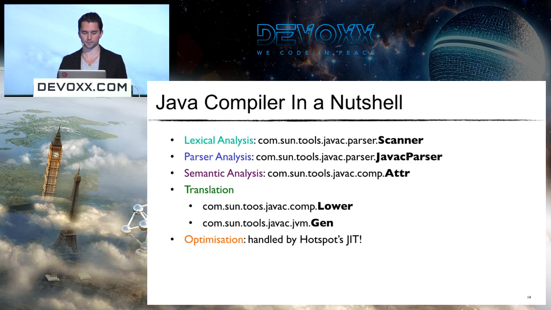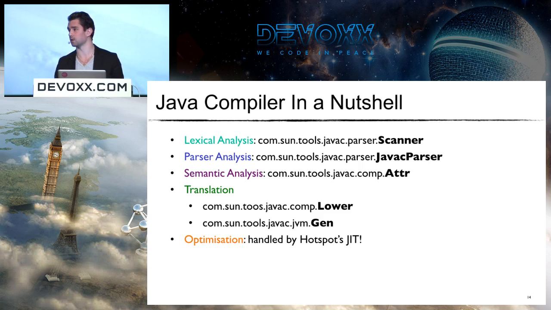So, I've talked about all those different phases. How does that relate to the Java compiler? The lexical analysis is available in this class called Scanner. The parser analysis is in the JavacParser. Semantic analysis is in Attr, and then for translation we've got one called Gen, that just generates bytecode, and Lower, which is a phase that desugars code. For example, generics are erased, so this phase would be responsible for that.